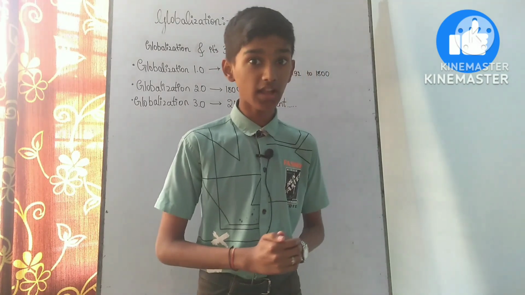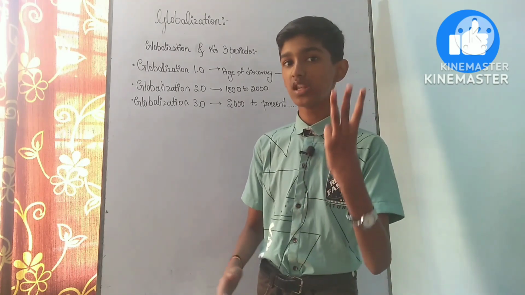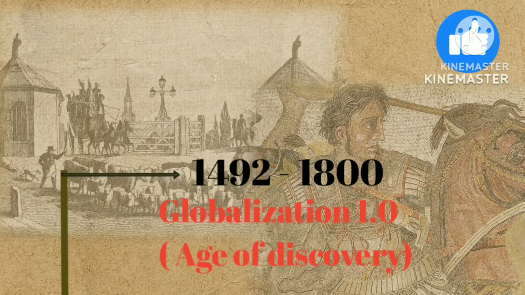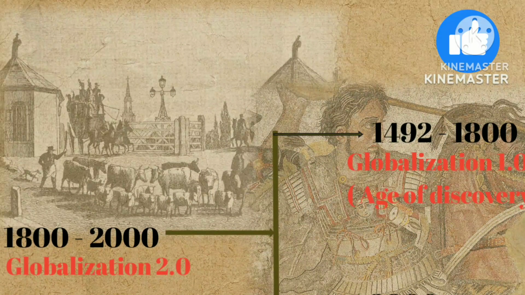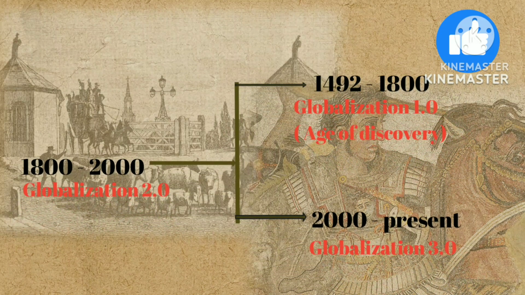Okay, now let's go ahead and see the classification of globalization into three periods. The first one is Globalization 1.0, which is known as the Age of Discovery, which started in 1492 and ended in 1800. The second one is Globalization 2.0, which started in 1800 and ended in 2000. And Globalization 3.0 started in 2000 and is still going on.